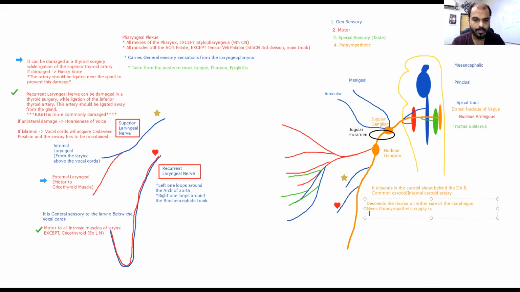Number one, the heart, through the cardiac plexus. There should be a ganglion, as it's a parasympathetic nerve. Which plexus? The cardiac plexus. The nerve before the cardiac plexus is preganglionic, and the nerve after the cardiac plexus is postganglionic. Will you remember it?